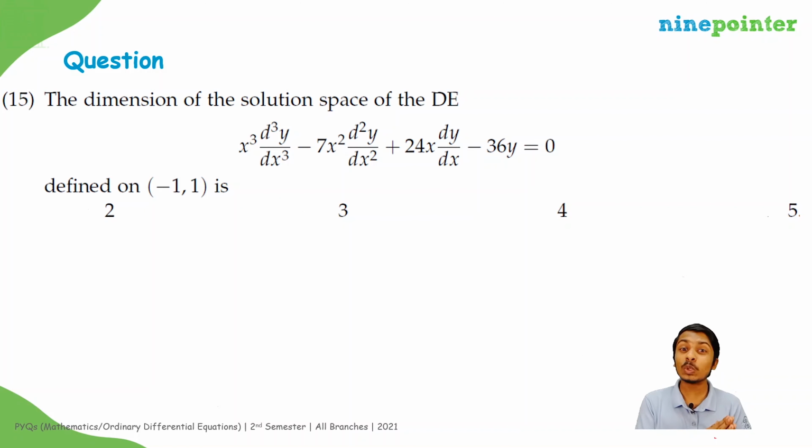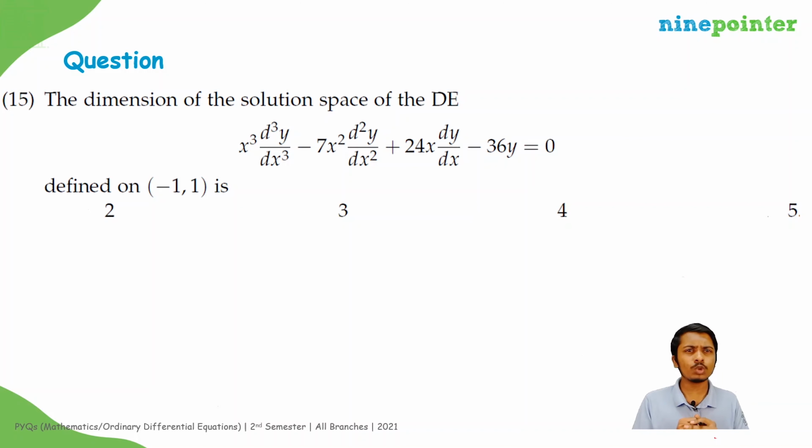The dimension of the solution space of the differential equation x cube d cube y divided by dx cube minus 7x square d square y by dx square plus 24x dy by dx minus 36y equal to 0, defined on minus 1 comma 1, is. So we have to find the dimension of the solution space of the given homogeneous differential equation.